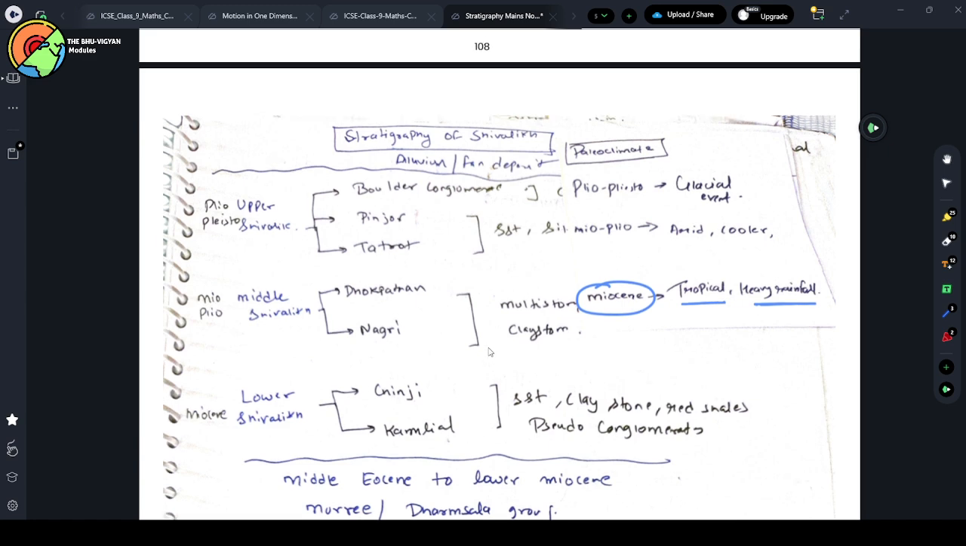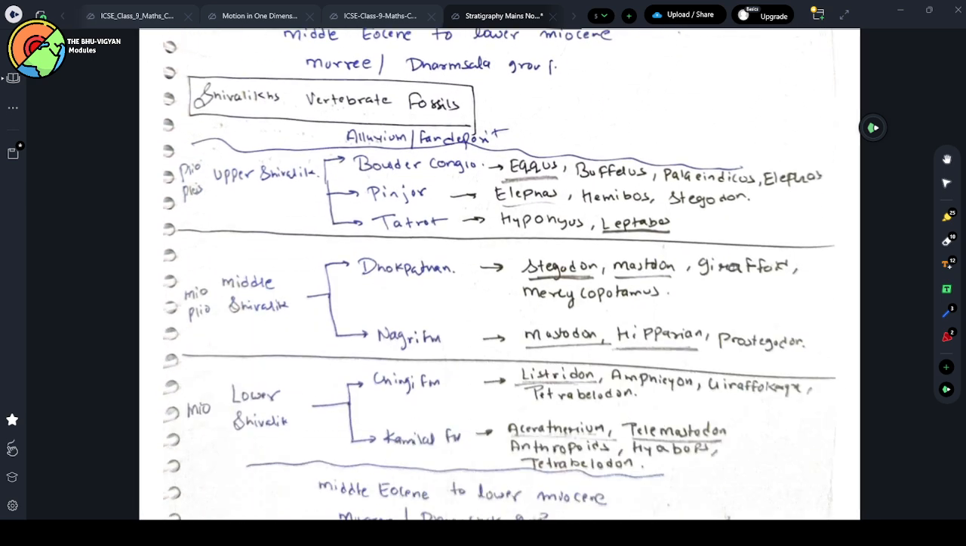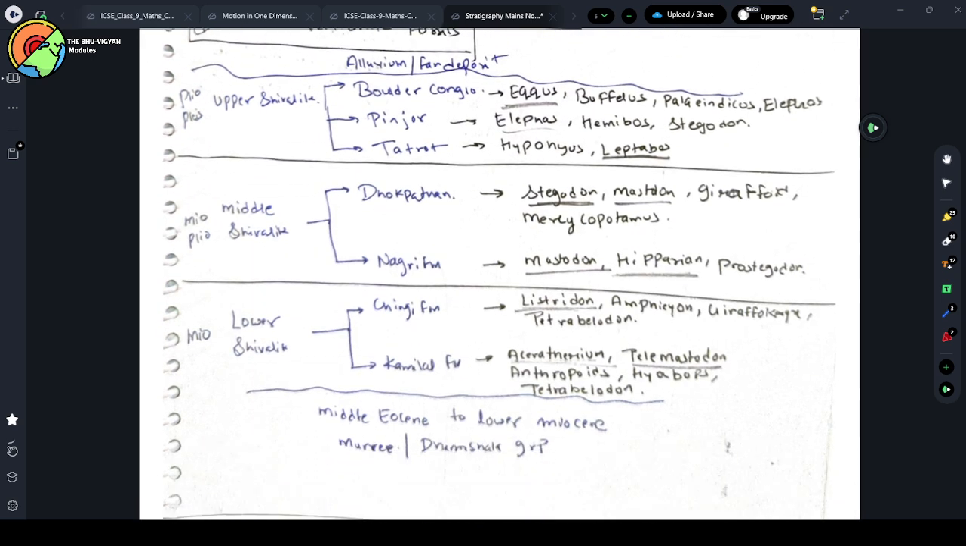Okay, now if we go above, in the Pinjore and Tatrot there was an arid environment, and it was a little bit cooler. And if we go to the Plio-Pleistocene we get a glacial event, the Plio-Pleistocene glacial, which occurred during this time. So this is the environment at that time. Okay, now this we have already discussed.